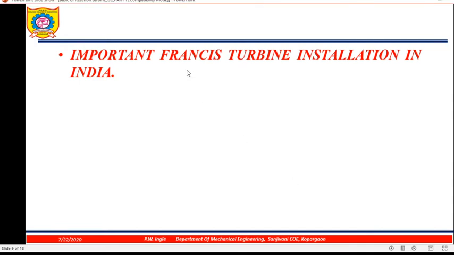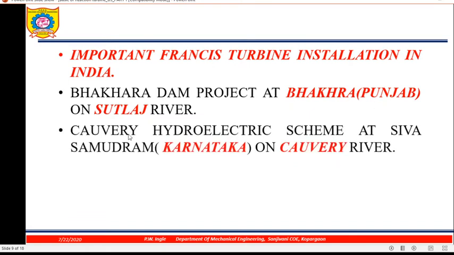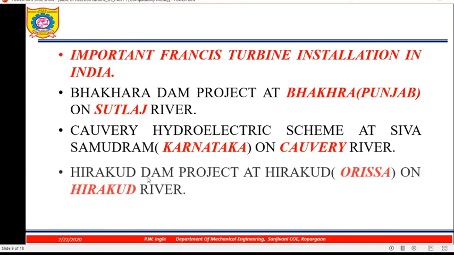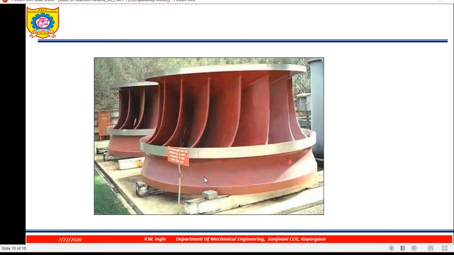Now next, important Francis turbine installations in India. So the Francis turbine is installed at Bhakra Dam project at Bhakra on Satluj River. You can search it on Google. Okay, Kaveri Hydroelectric Scheme, then Hirakud Dam project and Rihand Dam project.